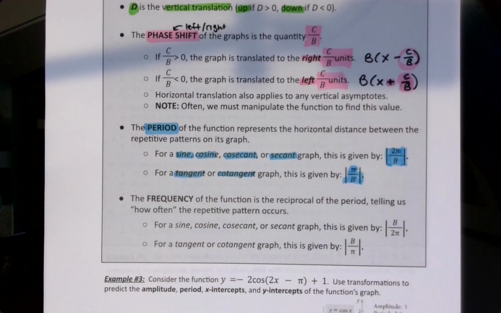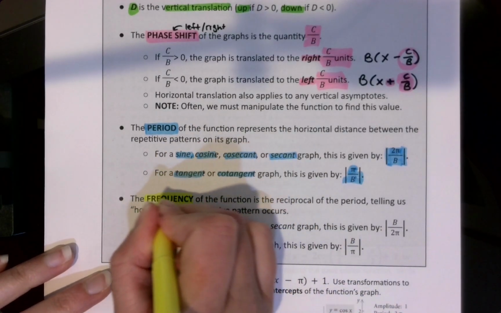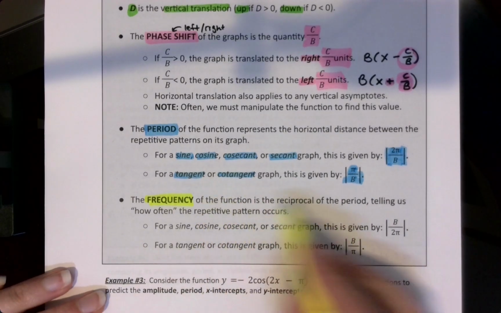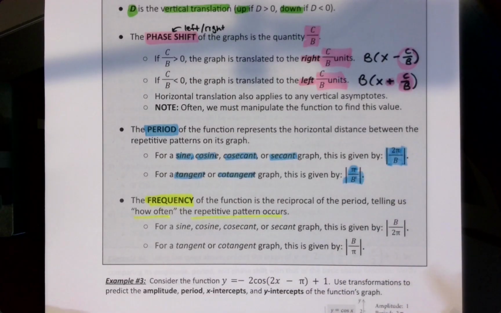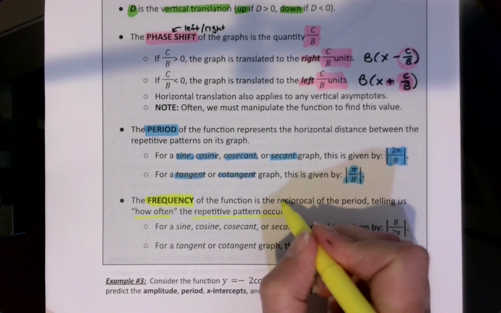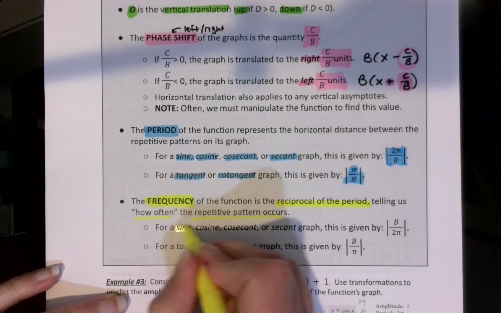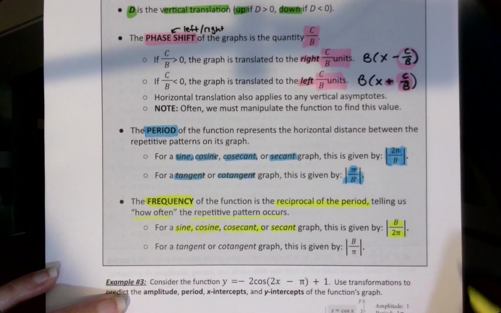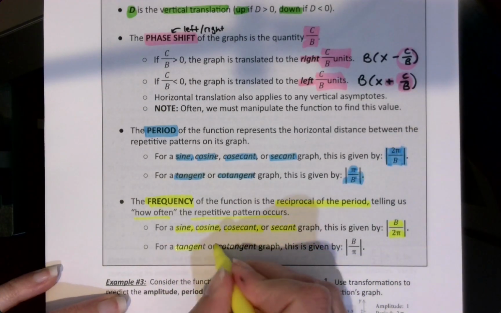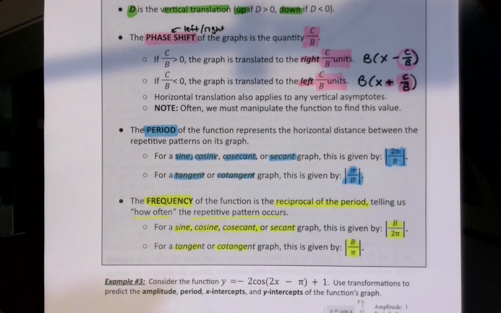And the last item in this chart is the frequency, another special word for trigonometric functions. The frequency is telling us how often the repetitive pattern occurs. That's actually just the reciprocal of the period. The period is how long it takes for the pattern to occur, so its reciprocal is how often the pattern occurs. For sine, cosine, cosecant, and secant, you're going to take b and divide it by 2 pi, the reciprocal of the period. And for tangent and cotangent, you just divide by pi instead of 2 pi because, again, that is the period of the parent function.